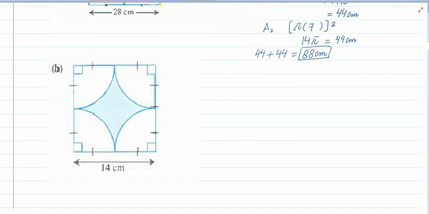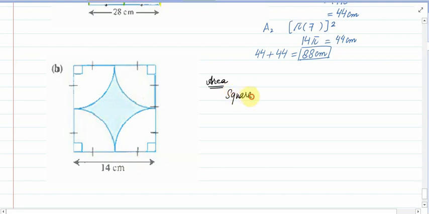Now the next question, the part B. The same method, you need to find the area and perimeter of the shaded region. So let's start with area. First tell me how many shapes are there. So there is a square, right? Once you identify that there is a square, find the area of a square. It will be length square. Length is 14, so 14 square is 196 centimeter square, right?